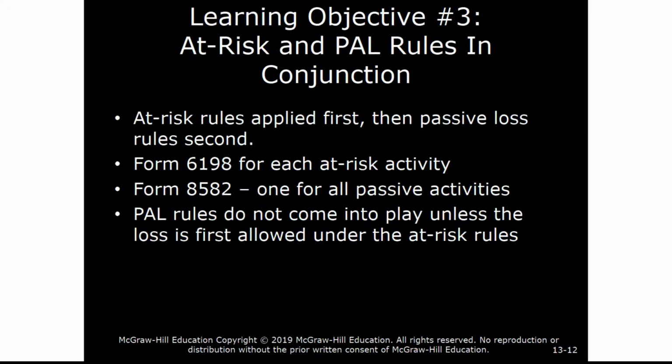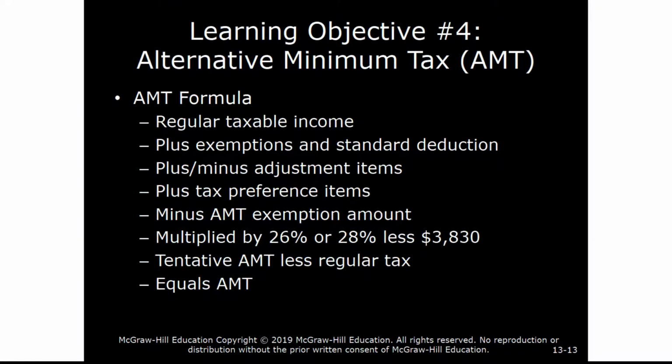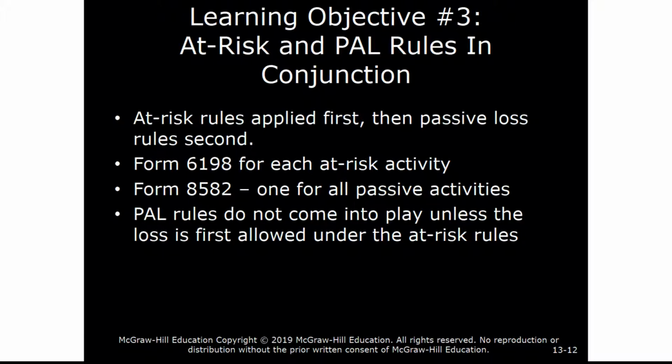The passive activity loss rules will come into play when the at-risk rules are satisfied. So let me repeat that. The passive activity loss rules will come into play once the at-risk rules are satisfied. So if the taxpayer does not satisfy the at-risk rules for taking a passive loss, then the passive activity loss rules would not even be considered. But as I said earlier, both tests have to be passed in order to take the passive loss against passive income. Again, I'll round out the conversation on at-risk and passive loss rules with some problems that I'll be demonstrating.